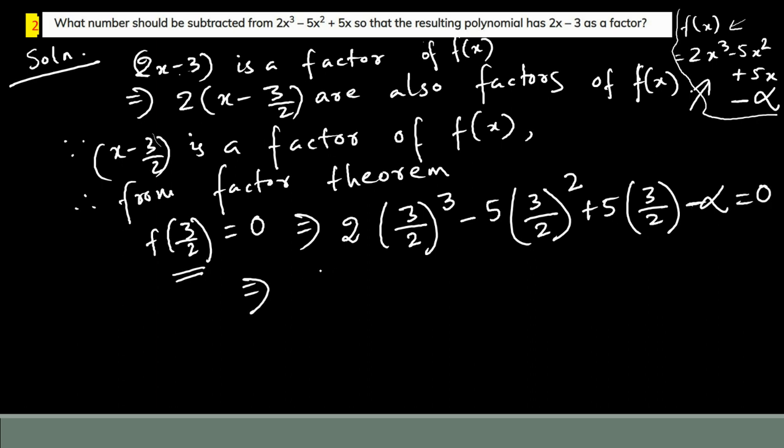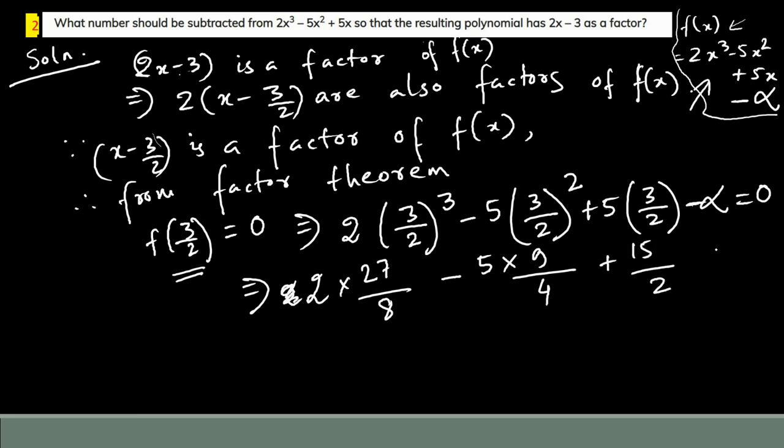So this gives us 2 times 27 by 8 minus 5 times 9 divided by 4 plus 15 divided by 2 minus alpha equals 0. So the 2 and 8 get cancelled, this is 4 here. And when you multiply 2 here, this denominator will be 4. You see, all the denominators are 4 now, so it will be an easy calculation. That's why I just did that.